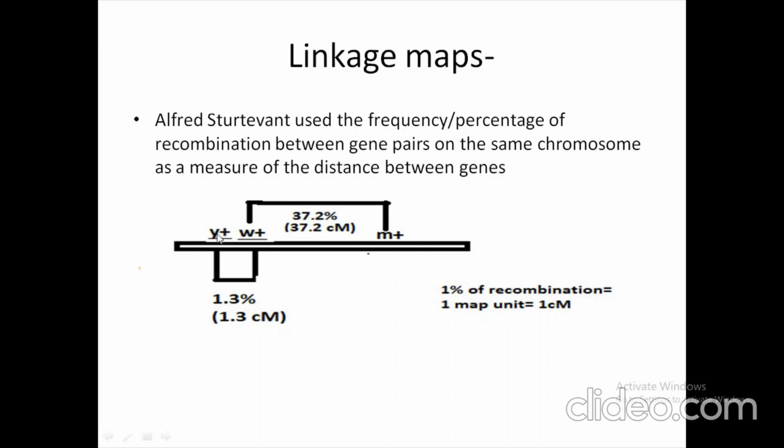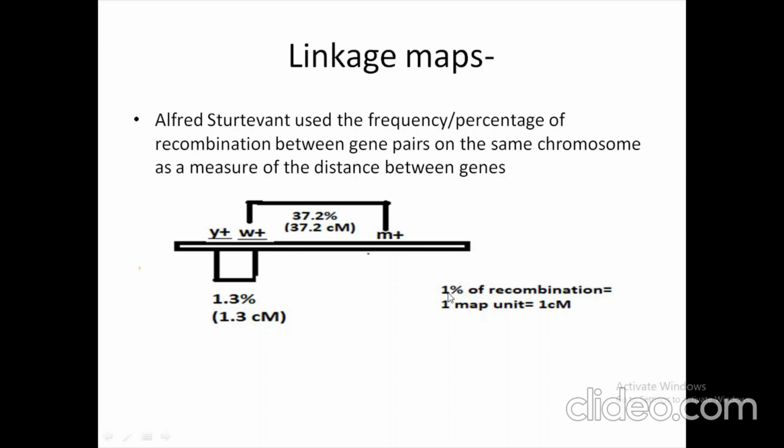It means the gene for the color of the body and the gene for the color of the eye are tightly linked. The gene for the color of the eye and the gene for the shape of the wings are loosely linked.